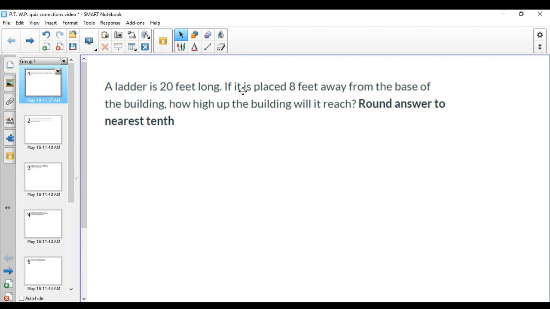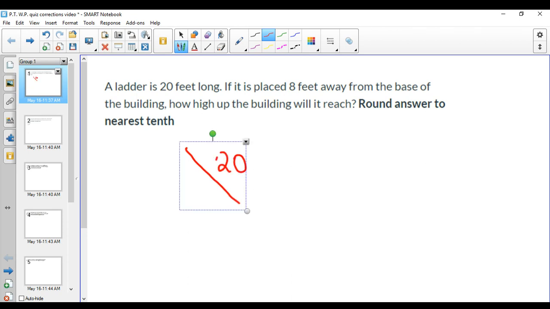It says a ladder is 20 feet long. If it is placed 8 feet away from the base of the building, how high up the building will it reach? So first we want to draw a picture so we can visualize what's going on here. The ladder itself is 20 feet long, so the ladder is going to be leaning like this, 20 feet.